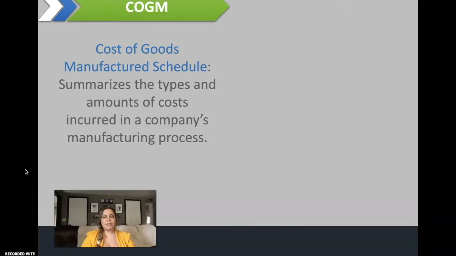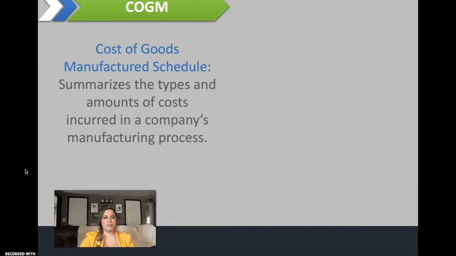This schedule is very similar to what an income statement would be. Basically, instead of having all of the expenses related to the factory on the income statement, we're going to put all of these expenses on a separate schedule, the cost of goods manufactured schedule. It's going to list all the factory expenses. We're going to total it up, and the total of all those expenses will then be carried over to the income statement. This makes things a lot neater and organized.